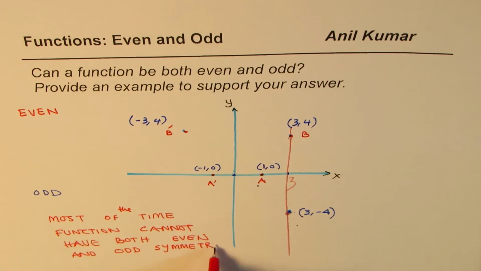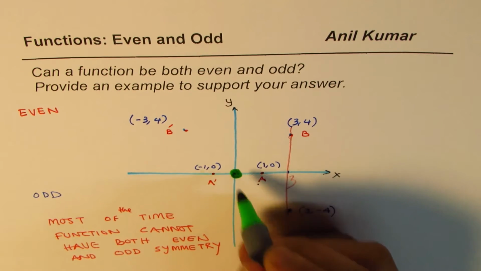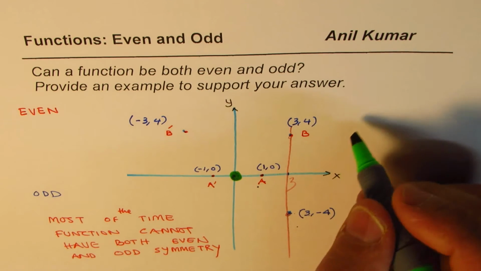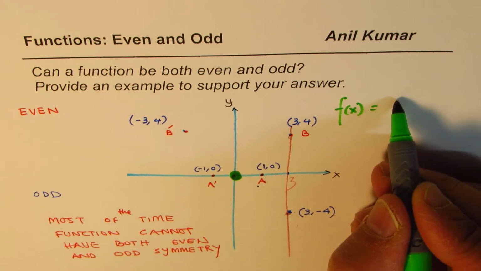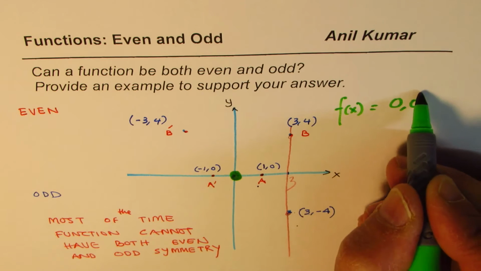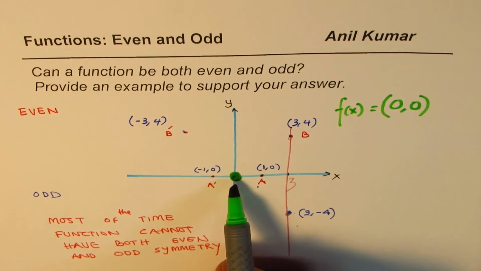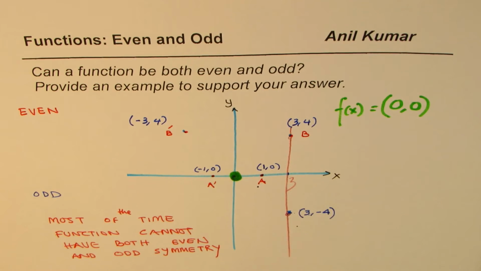Sometimes it is possible. Think about a function which has just one point. For example, I have a point at the origin, and now I define my function, and my function over here is f of x equal to just this point 0, 0, right? So just this point 0, 0. Now this is symmetric about the y-axis, so it is an even function, and it is also symmetric about the origin, right? So that function is both even and odd.